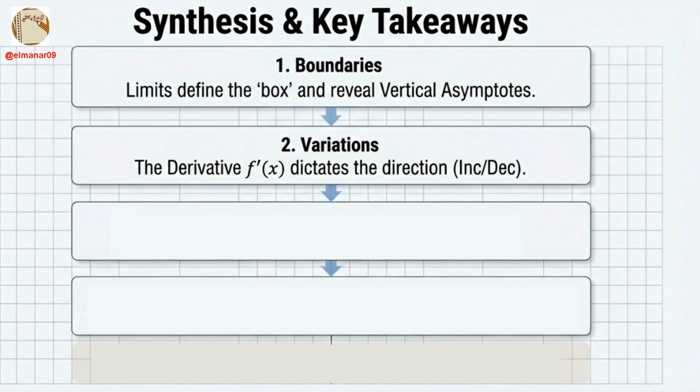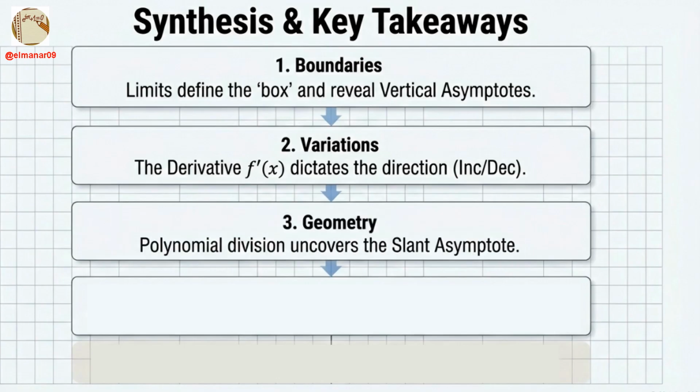Moving right along to variations. Check out number 2. This is where the derivative, f prime of x, takes the wheel. I'm telling you, the derivative is the boss. It dictates the direction. Is our function climbing up to the top of a skyscraper, or is it diving down into the subway? Whether it's increasing or decreasing, f prime of x gives us the play-by-play. You follow the derivative and you'll never get lost.